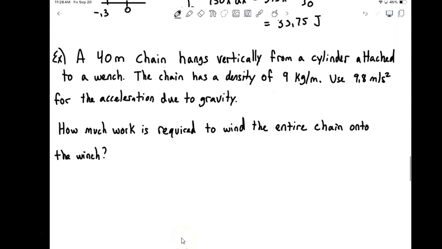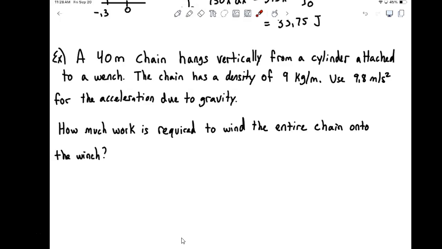Okay, so let's check out this example here. In this problem, we're told that we have a 40-meter chain, and it's currently hanging vertically from a cylinder. So what that means is the whole chain's hanging. But the whole chain is hanging.